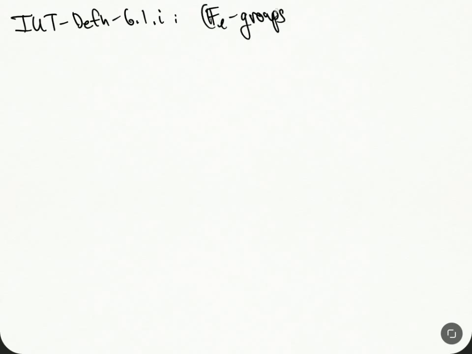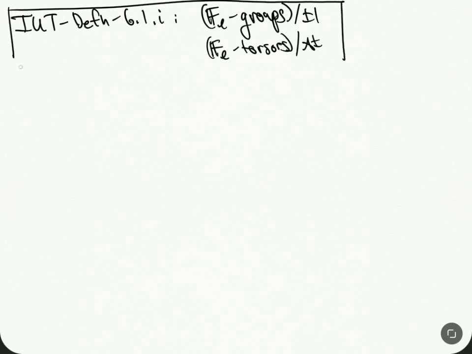So I'm going to make a small video here on IUT definition 6.1.1, and this is on FL groups up to some identification, and FL torsors up to another type of identification. So let me explain what these objects are.